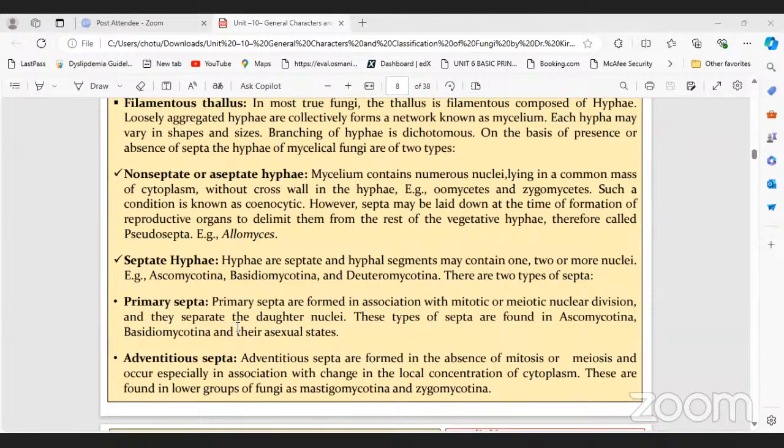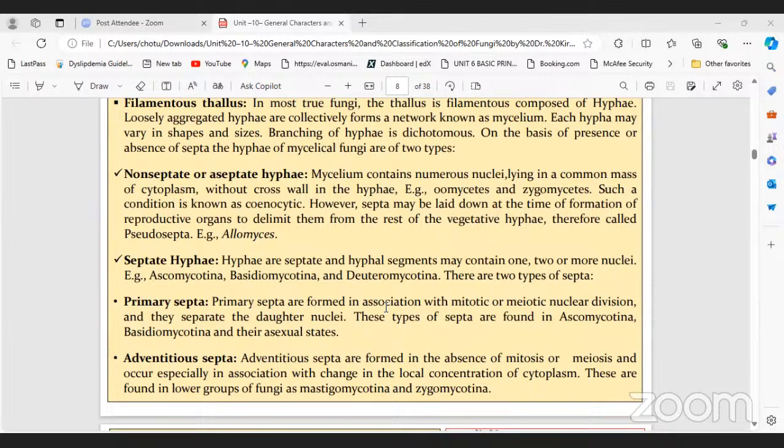What are the primary septae? Primary septae are formed in association with mitotic or meiotic nuclear division, meiotic meaning meiosis, and they separate the daughter nuclei. This type of septae is found in Ascomycotina and Basidiomycotina. In their asexual stage, you can observe this primary septae.